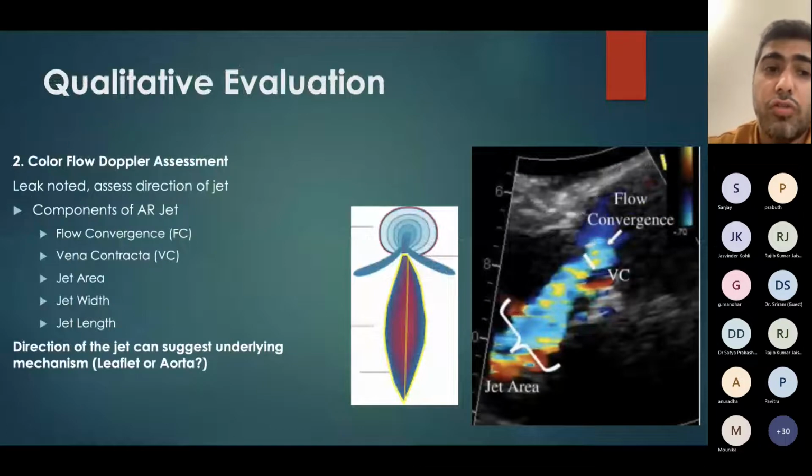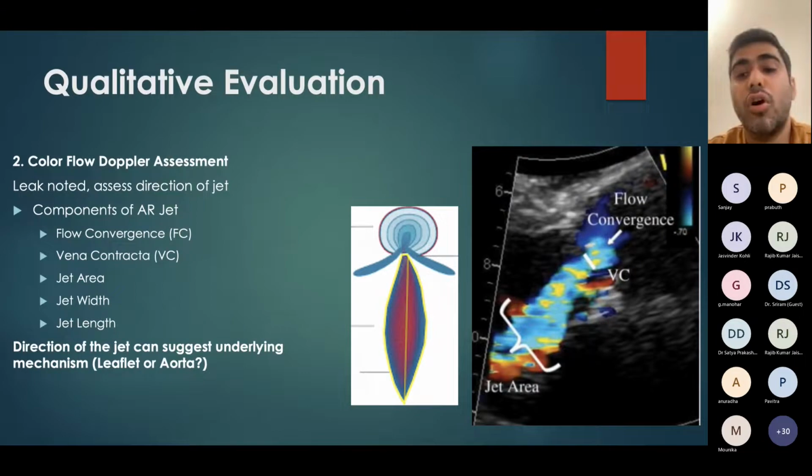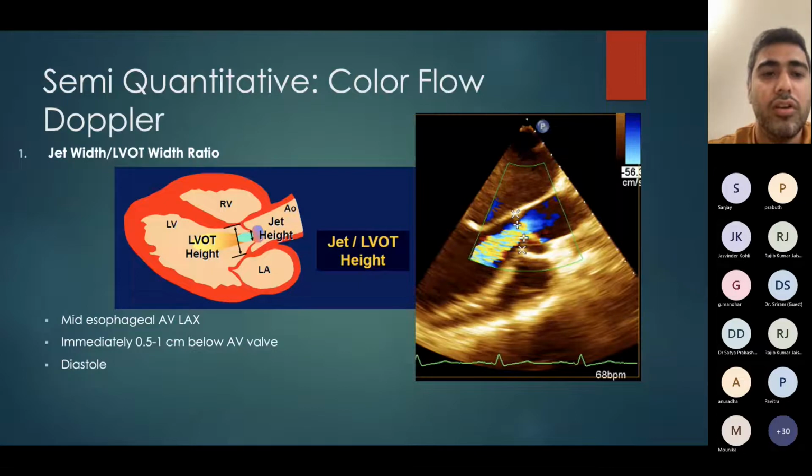In this 2D echo, we can also perform a qualitative evaluation using the Doppler. A color flow Doppler is applied and a leak is noted, and we assess the direction of the leak. The jet has various components which are important and we'll be discussing shortly, like the flow convergence, the vena contracta, the jet area, and we identify the jet width and the jet length. The direction of the jet can suggest an underlying mechanism, whether it is associated with leaflet pathologies or with aortic pathologies. Usually aortic pathologies cause a central jet, and leaflet pathologies may cause an eccentric jet. They may cause central jets also, but they are more likely to cause eccentric jets.